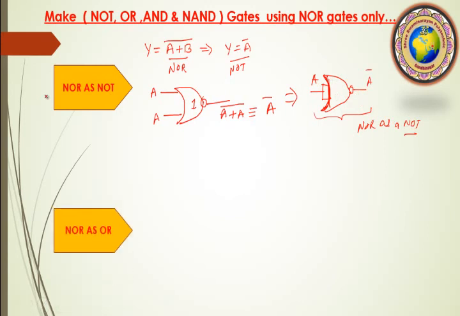Okay, now our second one is NOR as an OR gate. Now we know that y is equal to a plus b. This is the equation of our OR gate, but we have y is equal to (a plus b) whole bar, because this is the form of NOR. So we do not want this bar, so we have to convert this formula. So this is given into the NOT, so automatically this will be our OR function. So what happens? We just take one NOR gate. So I take one NOR gate.